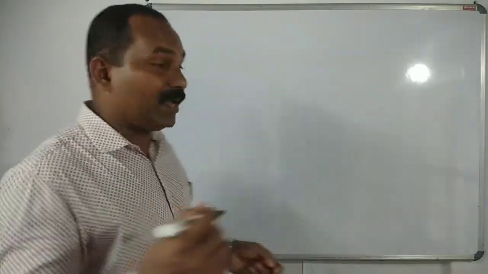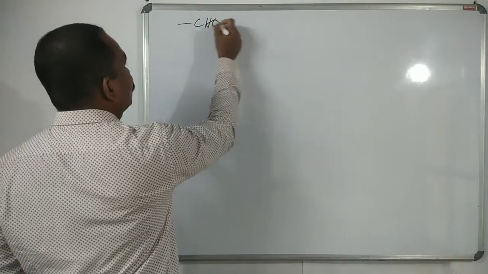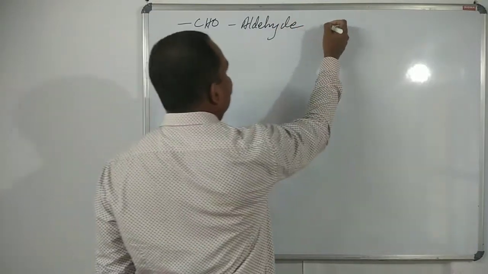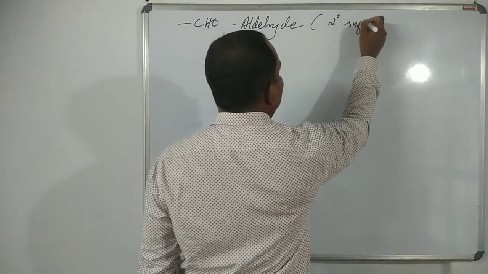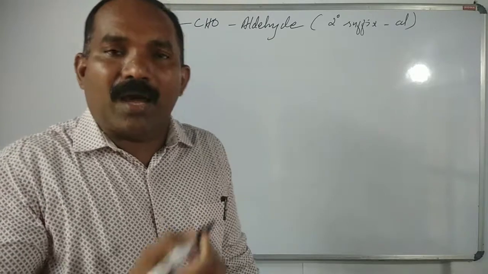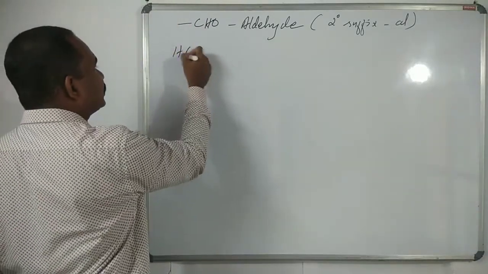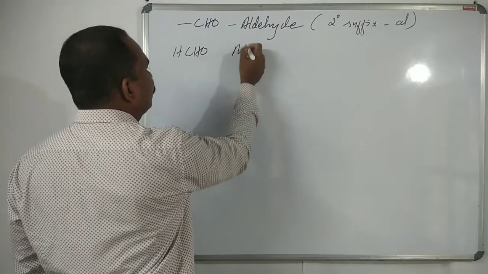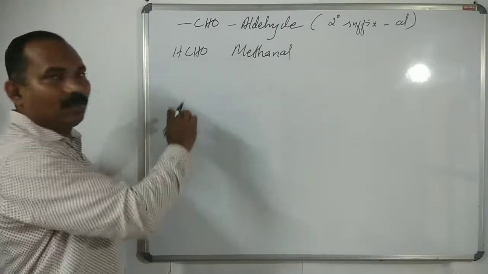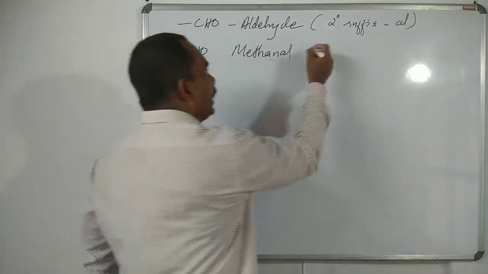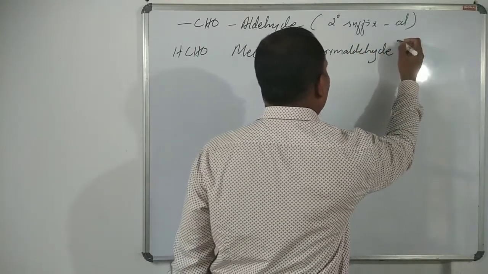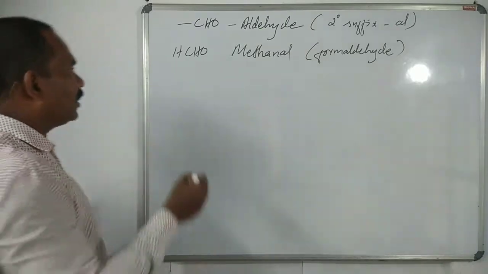Next we consider the aldehyde, CHO. The secondary suffix is al. When an aldehyde comes, we use al. The first molecule is HCHO. It is methanal. Methane, al, methanal. One carbon atom, that's why methanal. Its common name is formaldehyde. The common name of the molecule is formaldehyde.